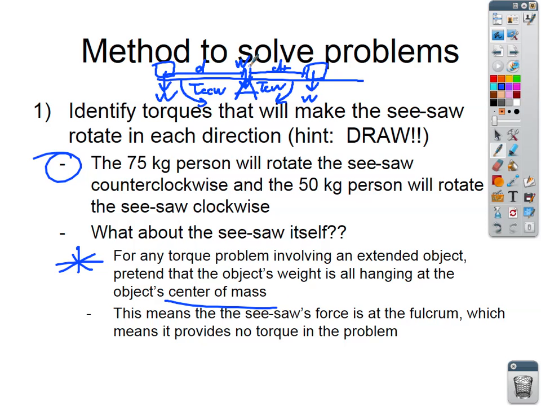The weight of the seesaw is right at the fulcrum, which means how much distance is it from the fulcrum? 0. So even though there is a weight of the seesaw, times the distance of 0, the torque by the seesaw is 0. In this problem, we're not going to see that in the very next one, but it's something we have to identify. If I say, why does the seesaw not make it rotate? It's because its weight is being applied at the center of mass, which is the center of this object, which is on the fulcrum. Distance is 0, 0 torque.